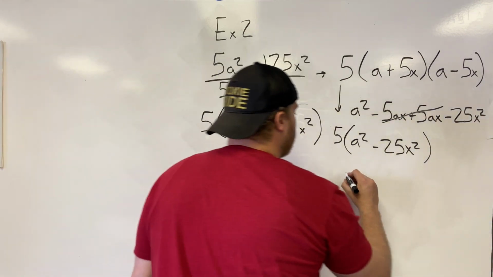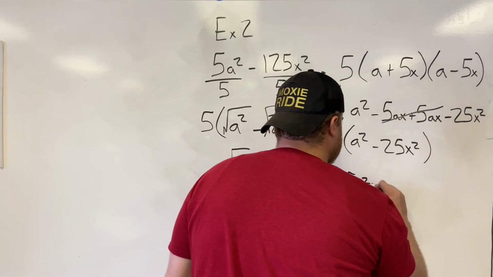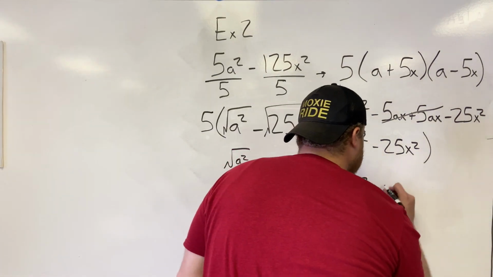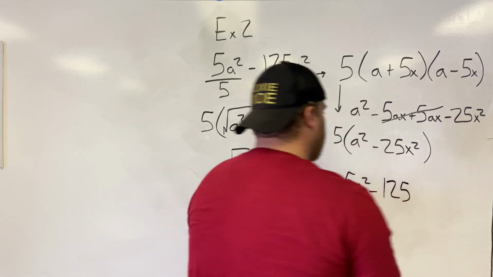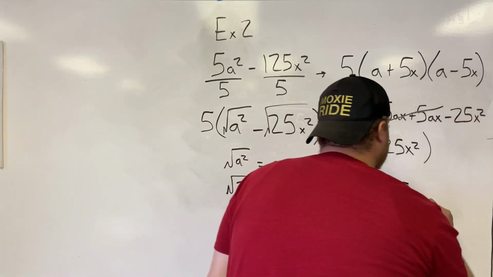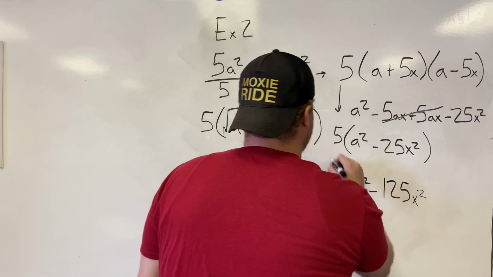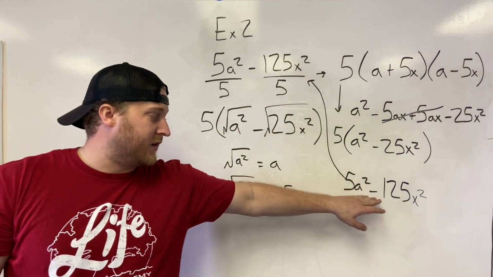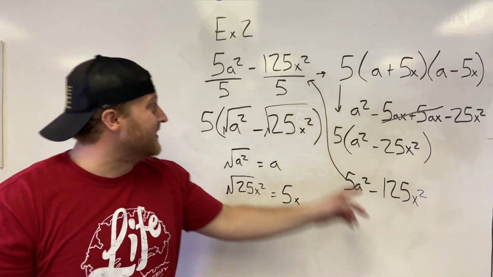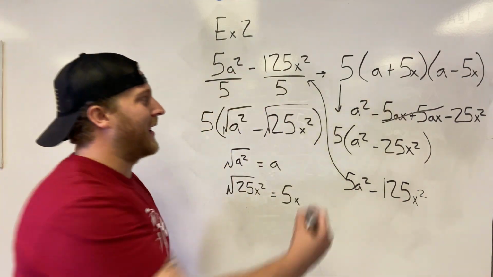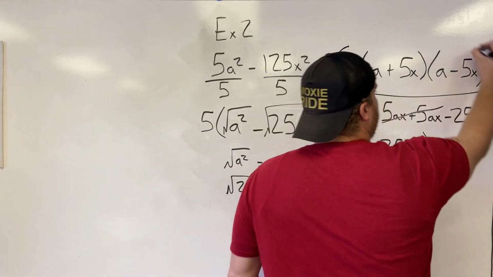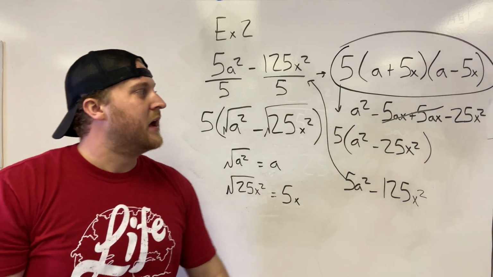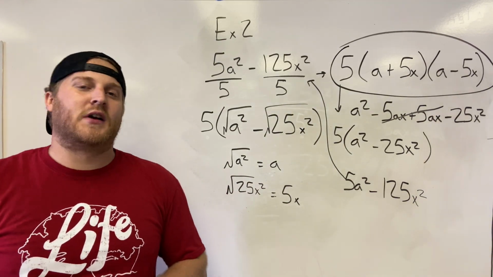5 times a squared would be 5a squared. 5 times 25 would be minus 125. And then we bring down our x squared. 5a squared minus 125x squared is our original problem. So we know that our answer of 5 times a plus 5x times a minus 5x is the correct answer.